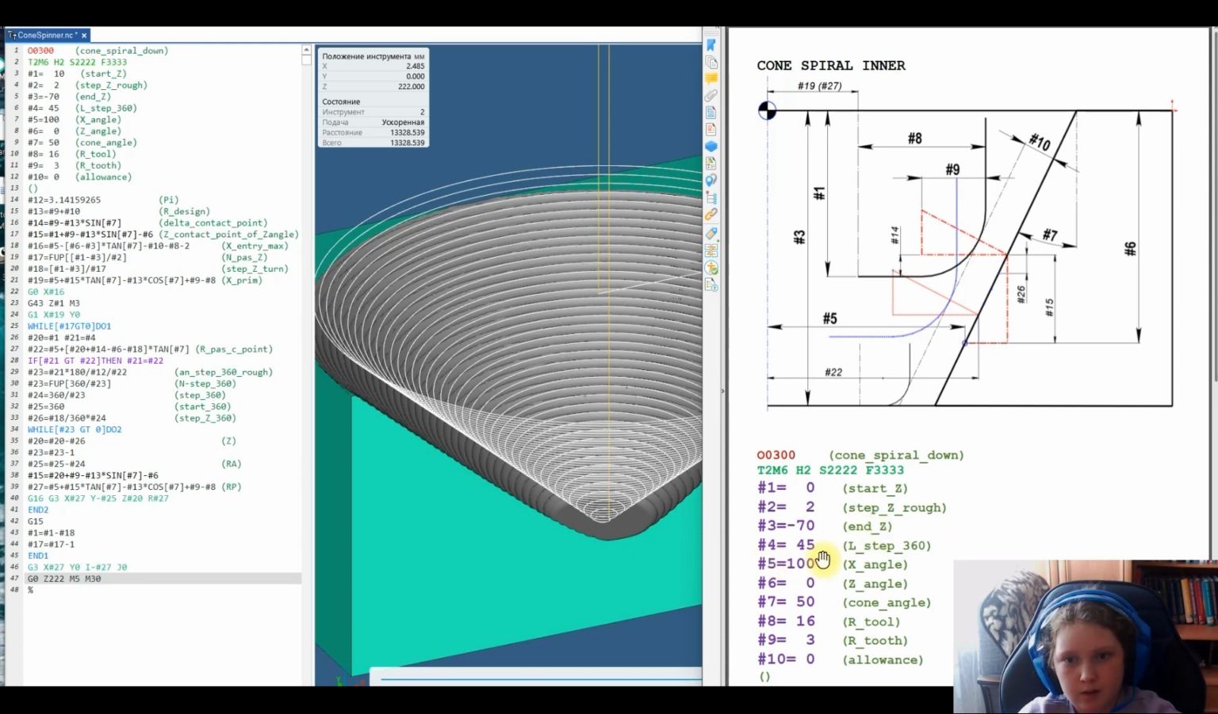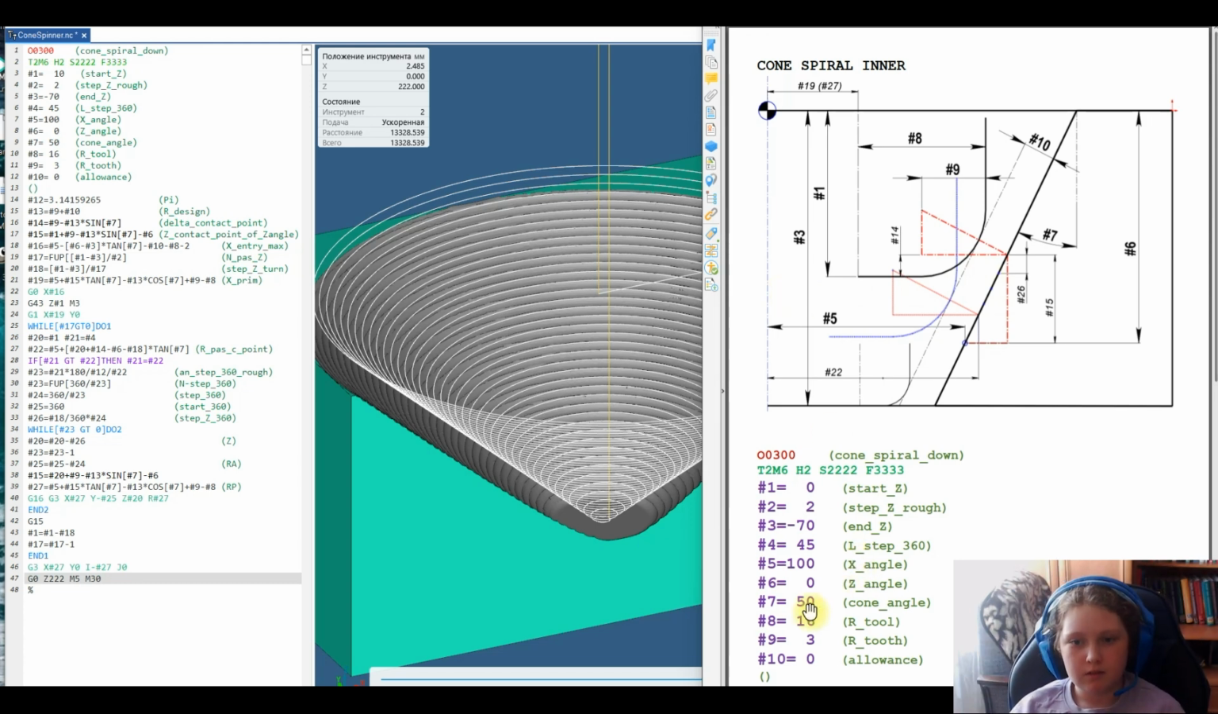Number 4, arc length of the step around the circle. Number 5, X of the corner. This is the upper radius of the cone, or any known from the drawing at any Z. Z angle. Here I have Z0, and if the radius is known in this interval, then we enter the corresponding Z.